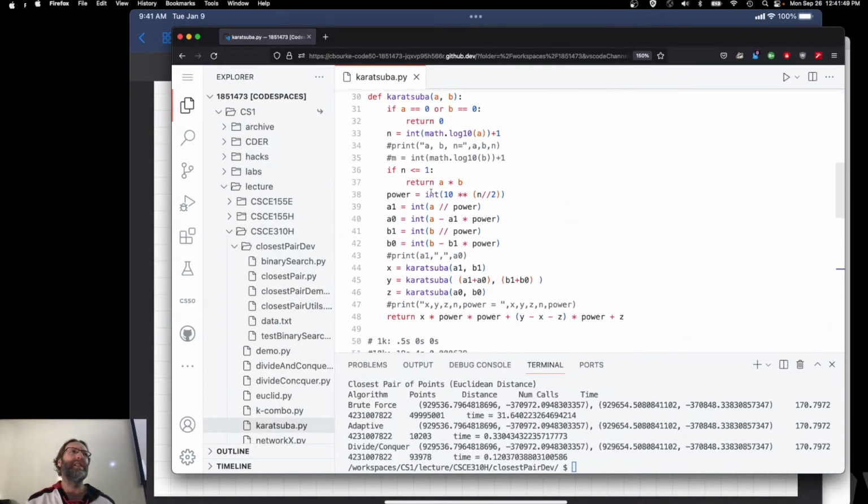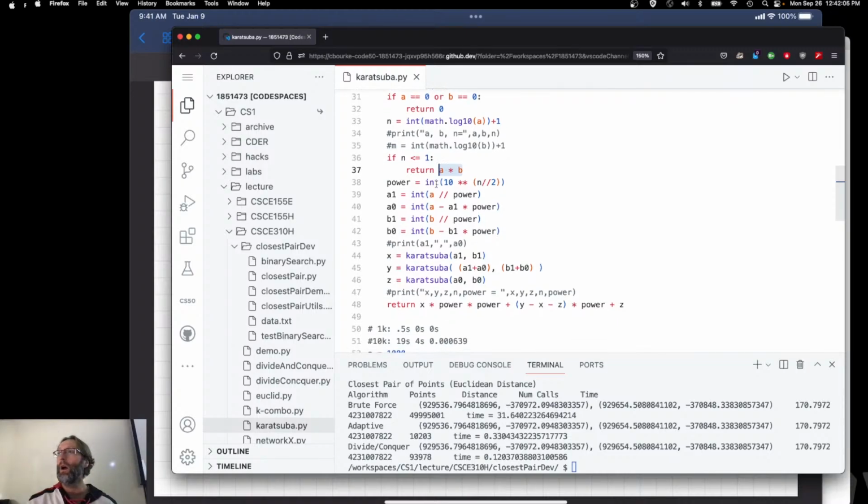right? And you can find these all over the place. But basically what it does is it looks at the number of digits. Now, this is base 10. And if either one is 0, of course, we return 0. If the number of digits is at most 1, then we just go ahead and go with regular multiplication here. Otherwise, we compute a power. Remember that this is 10 to the n divided by 2. And then we split them up into those two numbers, right?